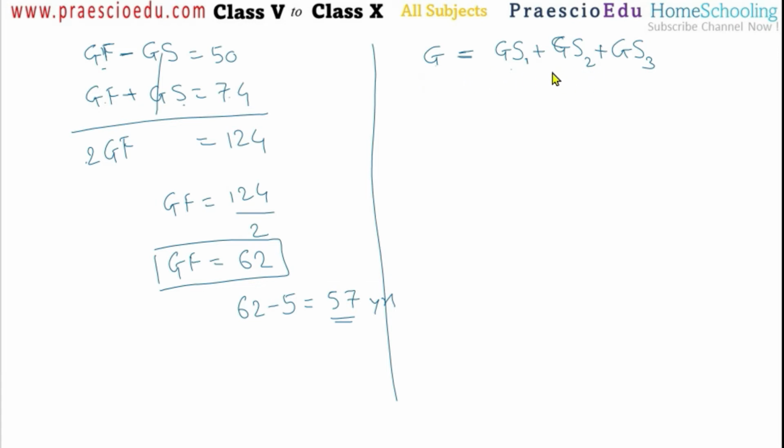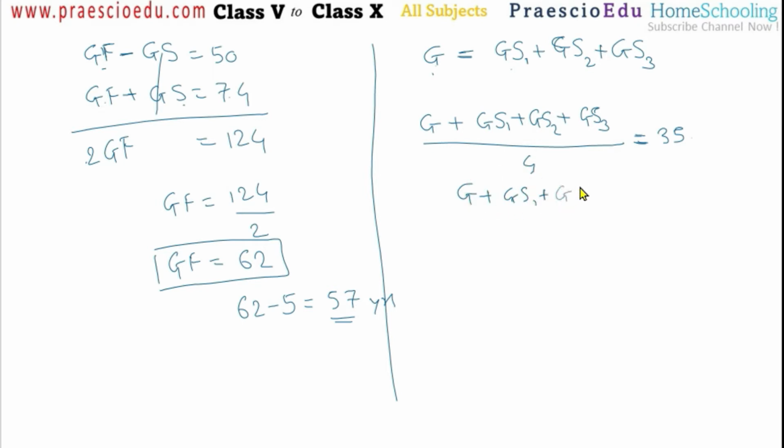Now the average age of these four persons is 35. Four persons means Gangadhar Rao and his three grandsons. How can we find the average? We add all the ages, G plus GS1 plus GS2 plus GS3, divided by 4 persons, equals 35. Now the 4 is in division, so it transfers to the other side as multiplication. So G plus GS1 plus GS2 plus GS3 equals 35 multiplied by 4, which is 140.